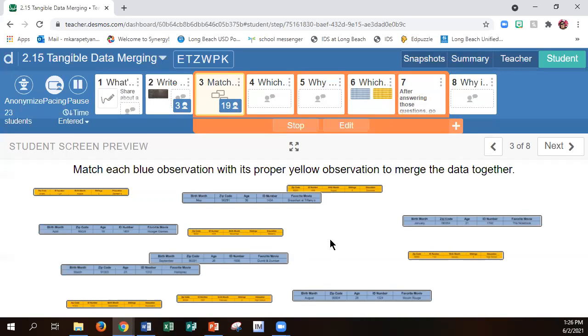So I'm going to give you guys 15 minutes to go through slides 3 through 7. Once you're done matching, go through and answer these questions. Understood? Any questions? Okay, 15 minutes on the clock.